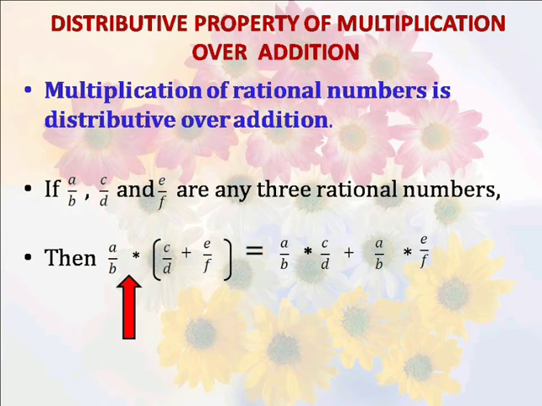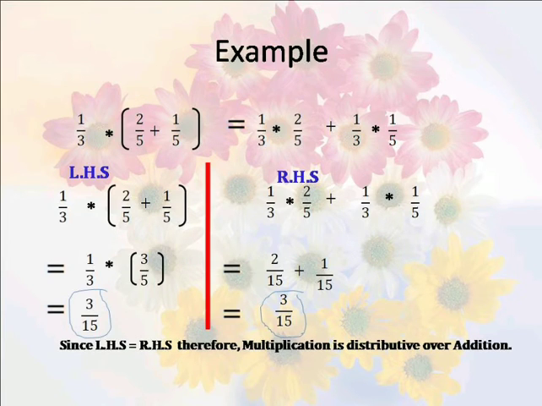Now let's see one example. Here 1 by 3 is outside and 2 by 5 and 1 by 5 are inside. So 1 by 3 multiplied by 2 upon 5 plus 1 upon 3 multiplied by 1 upon 5. By comparing LHS and RHS, the answers are same. So we can say that multiplication is distributive for addition.